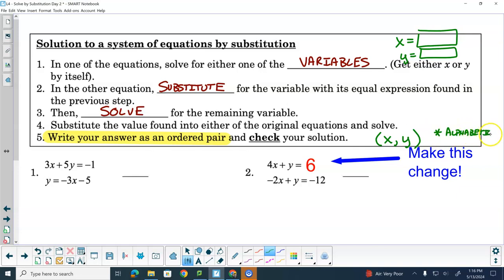Dylan, you want to sing the alphabet song? No? You change your mind. You change your mind once.